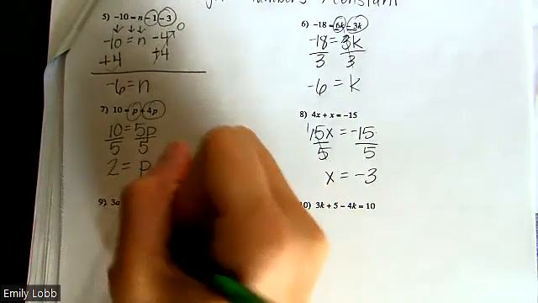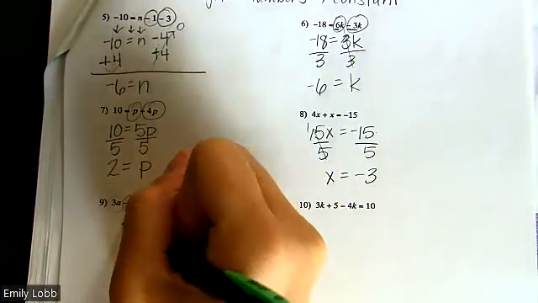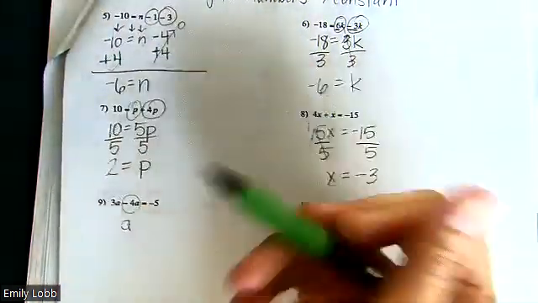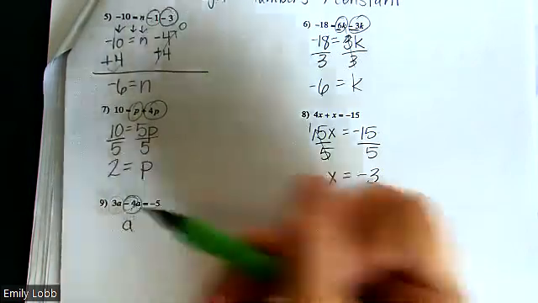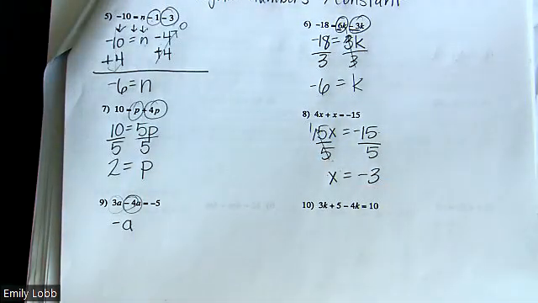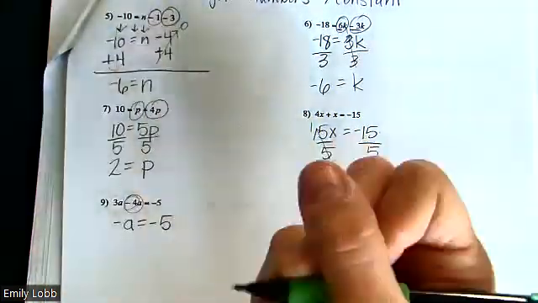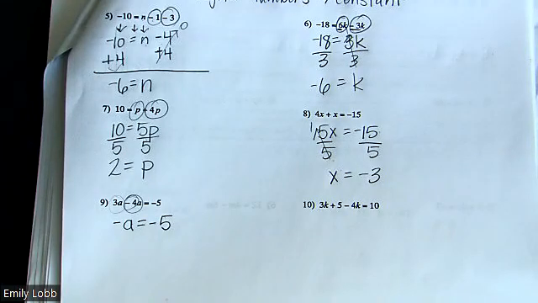Combining these. Ooh, this one's really nice. Well, maybe not. What's 3a minus 4a? Is it just a? Look at my signs though. My bigger number is negative, so I actually have negative a. If negative a equals negative 5, what would positive a equal? The opposite of that. Good.